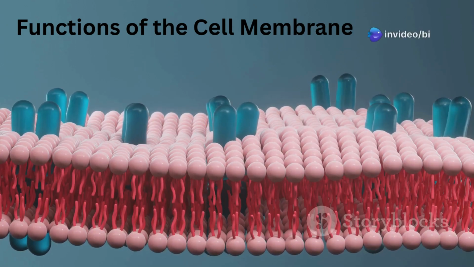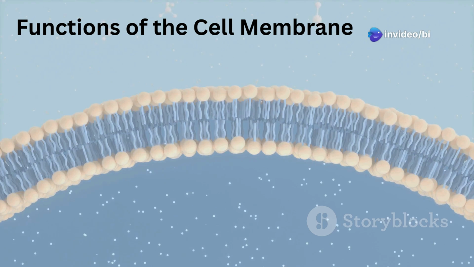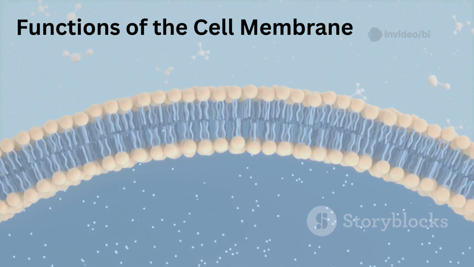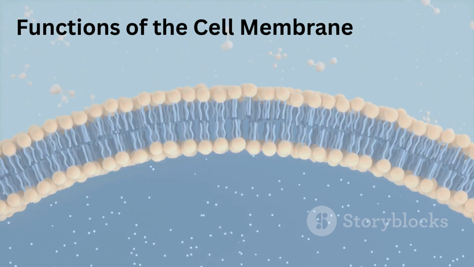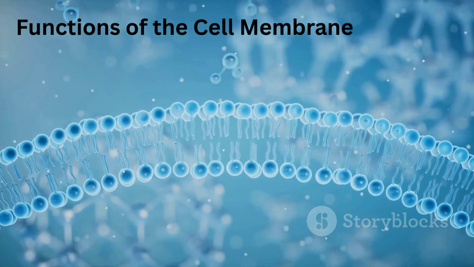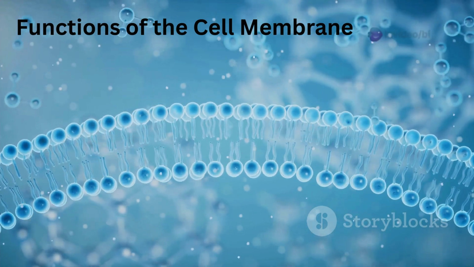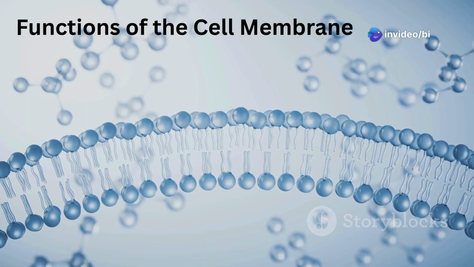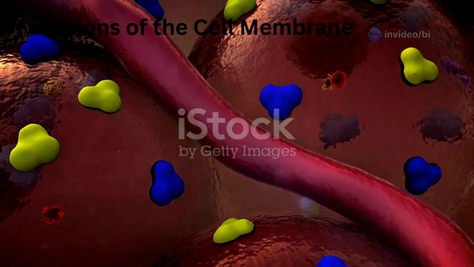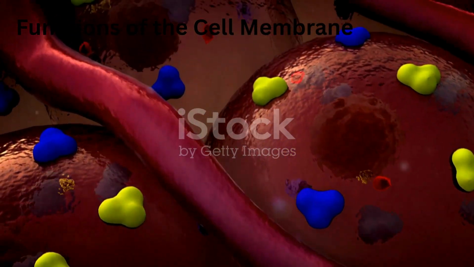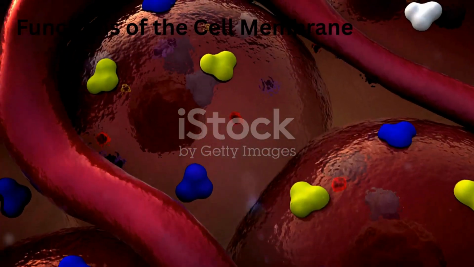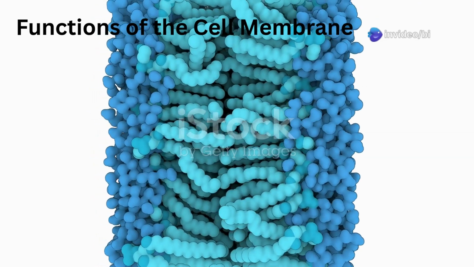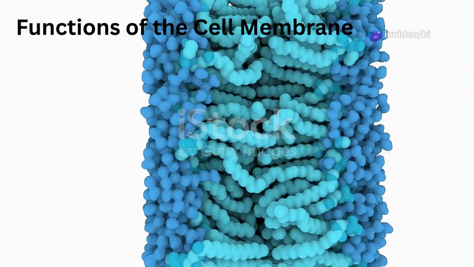Functions of the cell membrane. The cell membrane performs a multitude of essential functions that are vital for the cell's survival and interaction with its surroundings. The primary role of the cell membrane is to act as a selective barrier, controlling which substances can enter and exit the cell. This semi-permeability is crucial for maintaining the cell's internal environment, allowing essential nutrients in while keeping harmful substances out, and facilitating the removal of waste products.